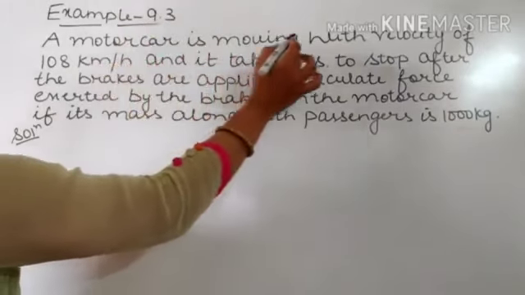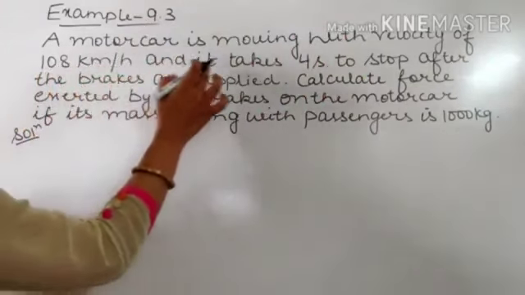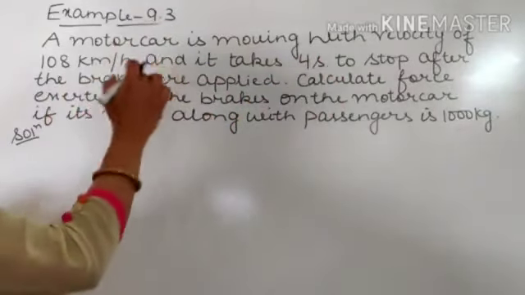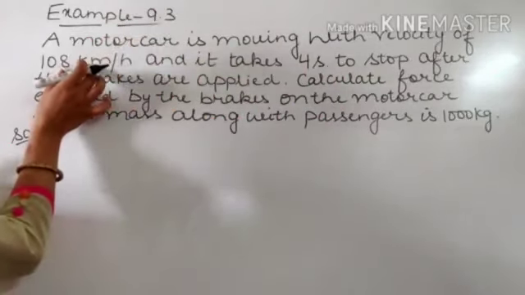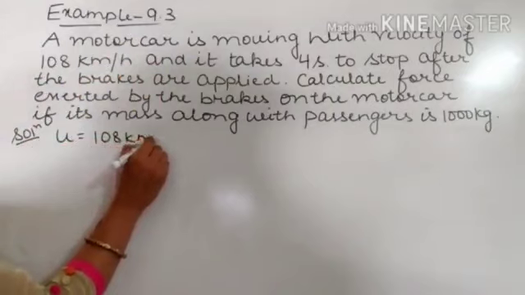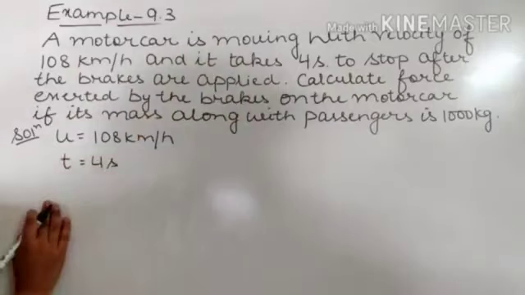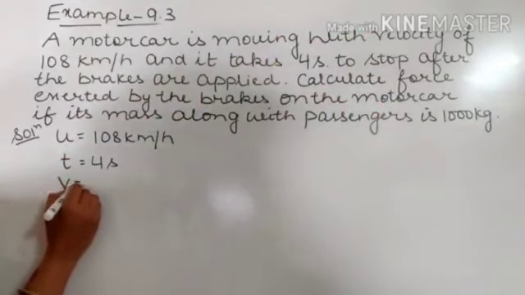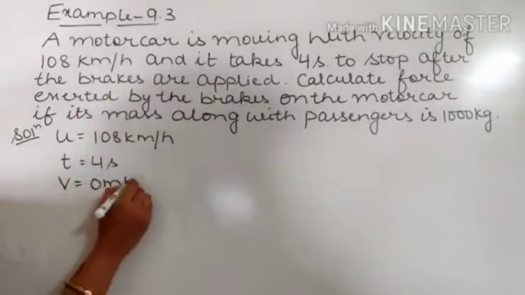A motor car is moving with velocity of 108 kilometers per hour and it takes 4 seconds to stop after the brakes are applied. So in this line, can you tell what is given? Motor car is moving with this initial velocity. That means u is given, 108 kilometers per hour. Time is given, 4 seconds. It takes 4 seconds to stop. That means final velocity after 4 seconds becomes 0 meters per second.